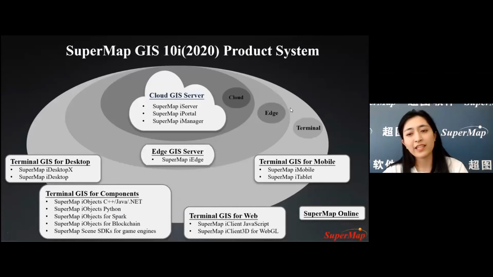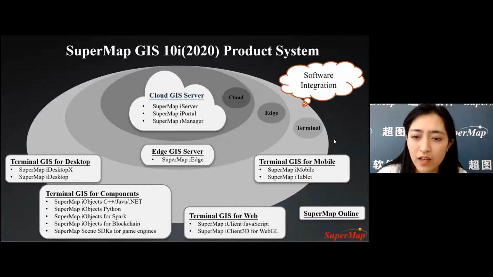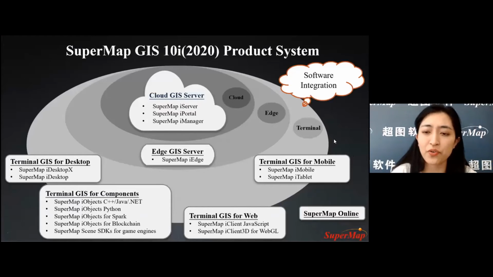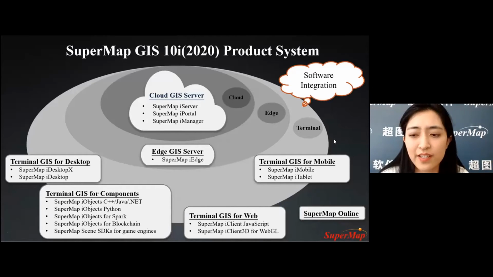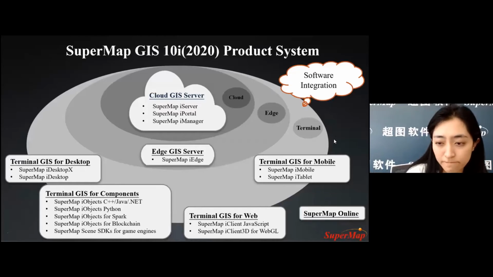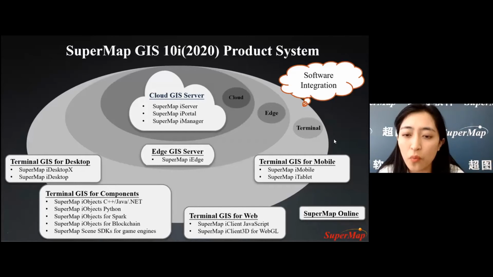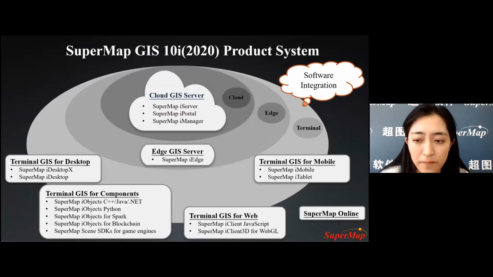The next one is the integration of our software. You may often have such a question: whether there is a special 3D software in the Supermap product system? The answer is no, because each product of Supermap is well integrated with the 3D GIS technology. They all have their own 3D GIS modules.